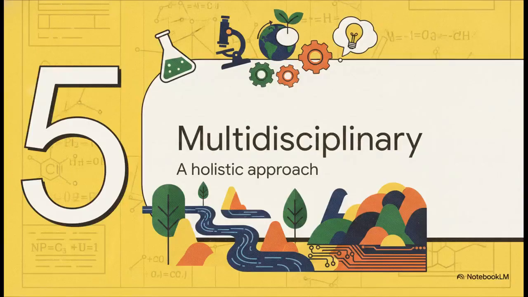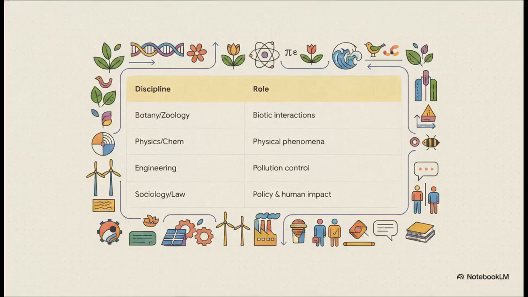Which leads us perfectly into Section 5, a multidisciplinary approach. Solving global ecological degradation requires a highly specific, interlocking map of human knowledge. It's like a giant puzzle. You can't address an ecosystem without botany and zoology deciphering the biotic interactions. You need physics and chemistry to map out the physical phenomena, like how pollutants disperse through the troposphere.